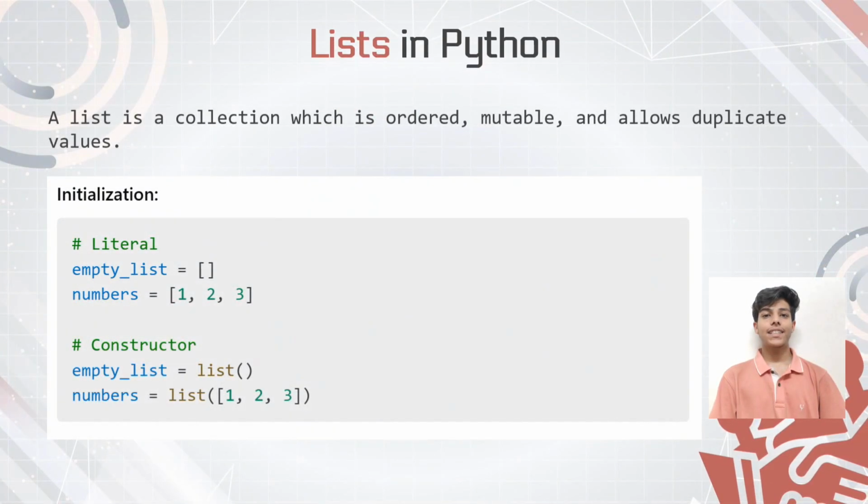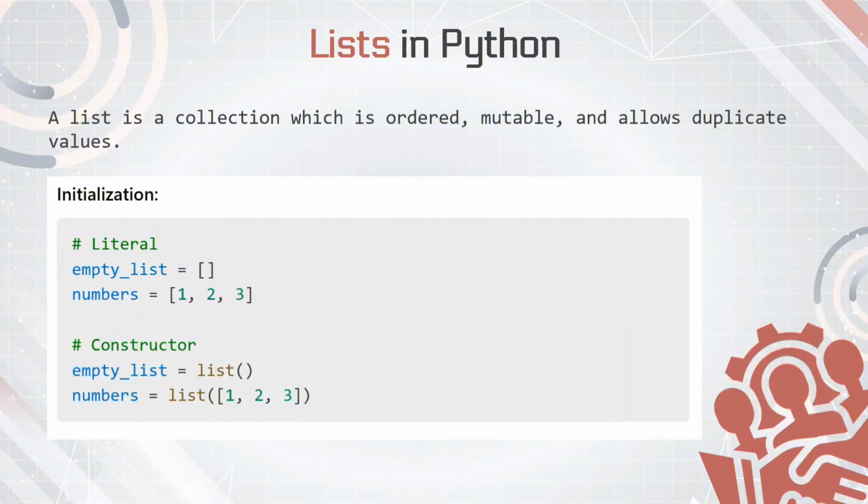First up, we have lists. A list is a collection which is ordered, mutable, and allows duplicate values. For initialization of lists, it can be through literal or it can be through the constructor. If it is through the literal way, then we use square brackets to initialize it, and if we use the list constructor, we can simply initialize it by giving it the values.